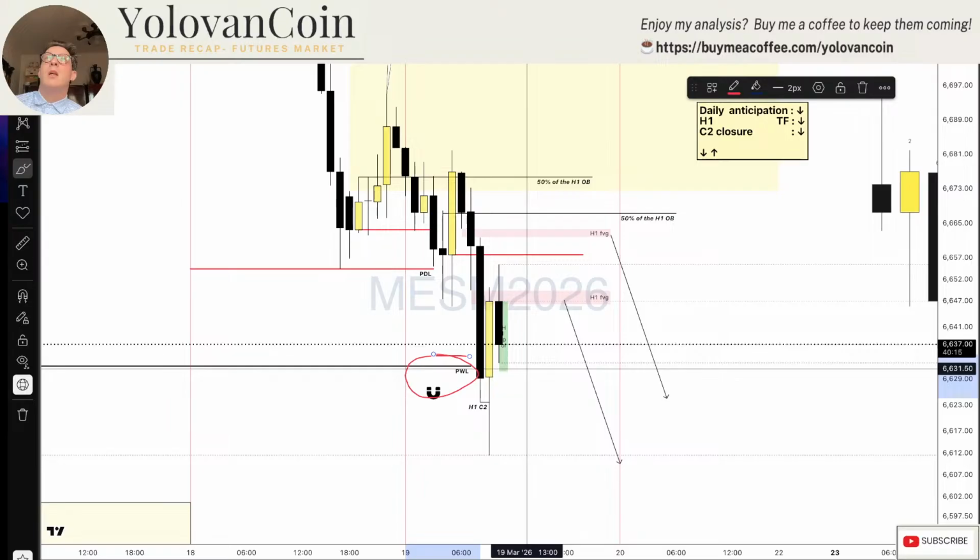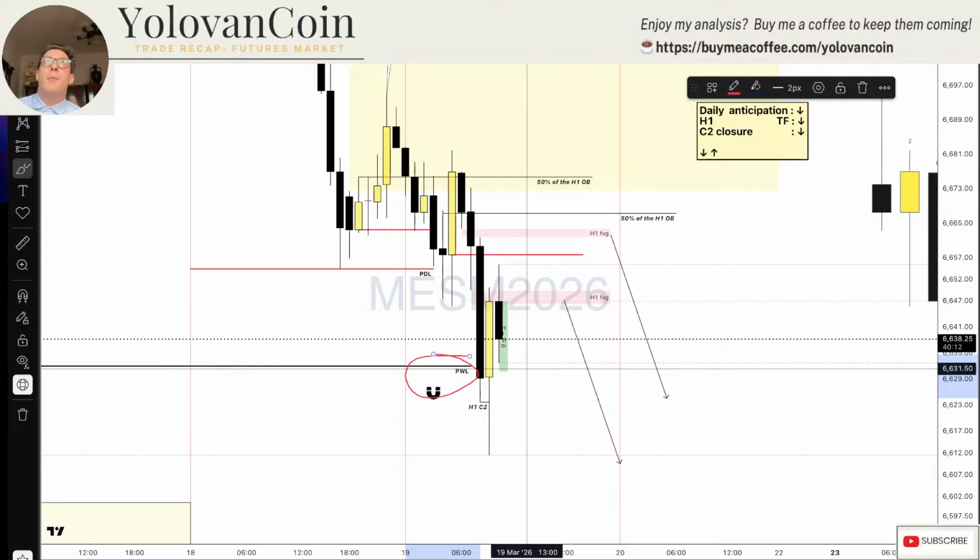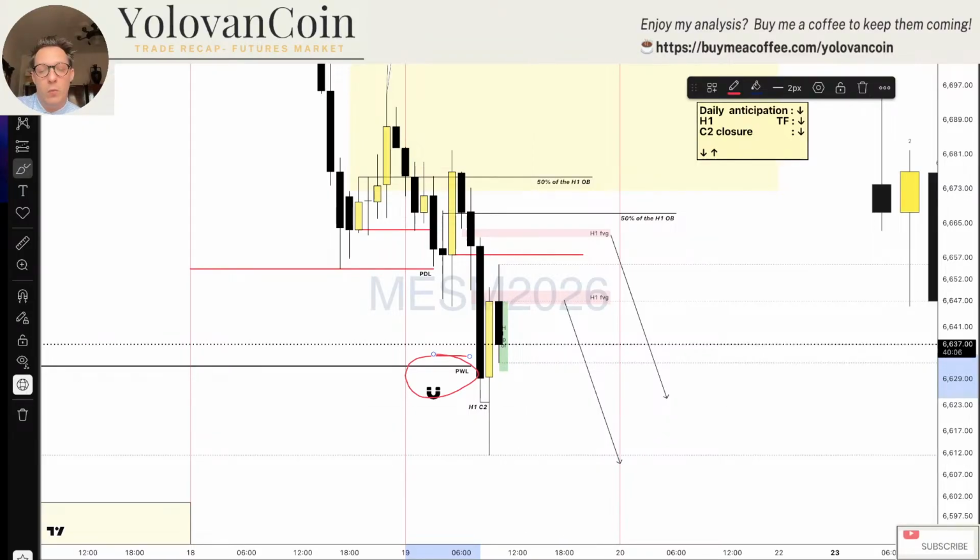So what will the price do when it actually reaches liquidity low or high? Who's going to tell me in the chat? What can we anticipate the price is going to do?